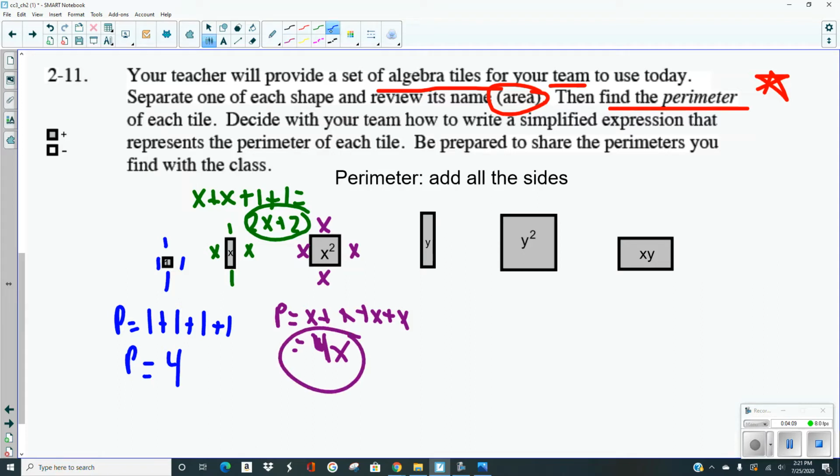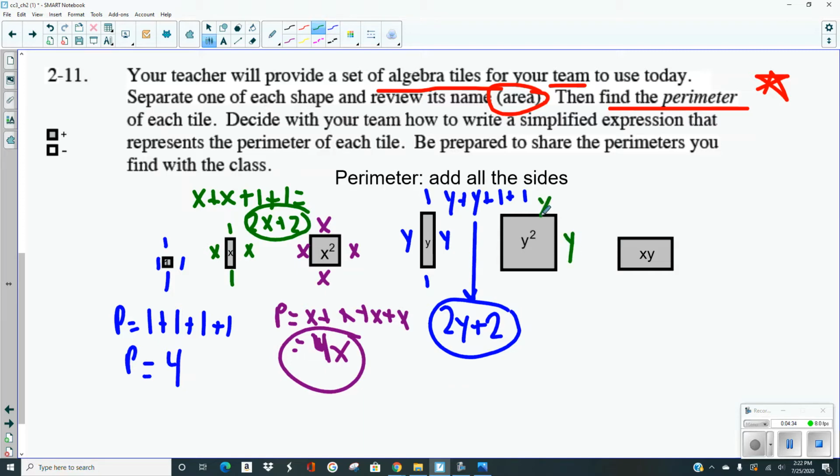Next, my Y tile has a dimension of 1 and the other 2 sides a dimension of Y. I put my Y's together, combining my like terms, my 1's together, so then I end up with 2Y plus 2 for the perimeter. My Y squared tile each has a side length of Y. If I find the perimeter and I combine like terms, I end up with the perimeter of 4Y.